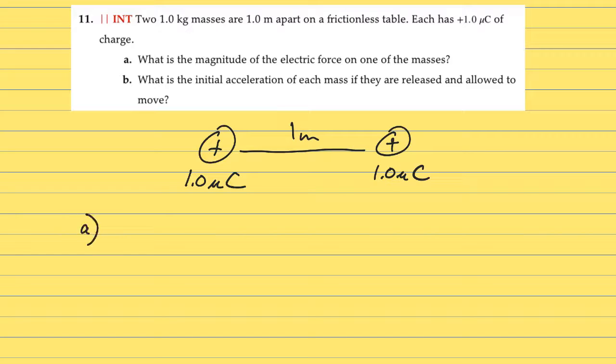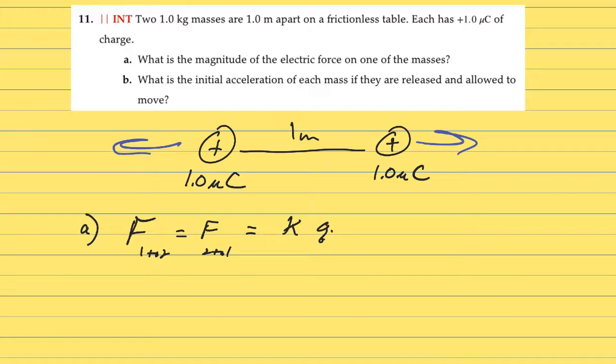A says, what is the magnitude of the electric force? You do know these things are going to repel, right? They're going to push apart. So we really don't need to do them separately since they're equal and opposite due to Newton's third law. So the force of 1 to 2 is equal to the force of 2 to 1. And that force equals that K constant, Q1, Q2 over R squared.